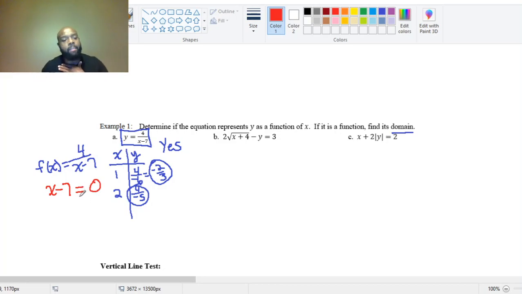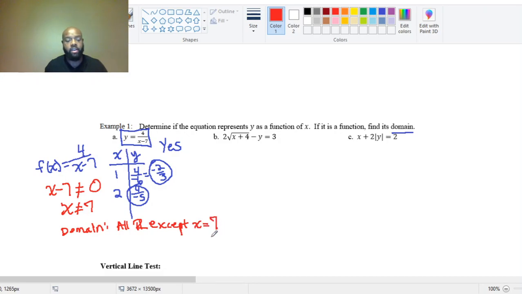Just to remind myself, I don't want the denominator to equal 0, because if it does, then I'm dividing by 0, so that's undefined. So I'm going to solve this non-equation here for x, and I get x cannot equal 7. And so my domain is going to be all real numbers except x equals 7.